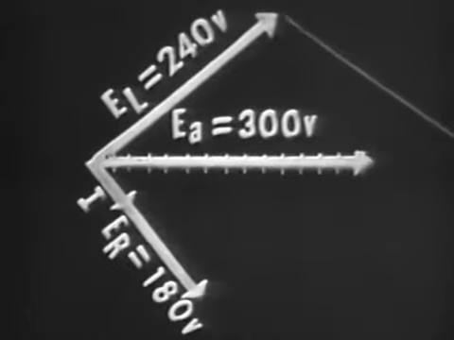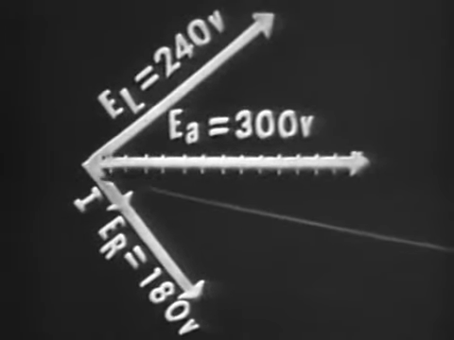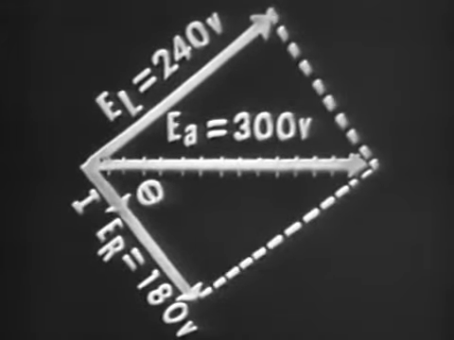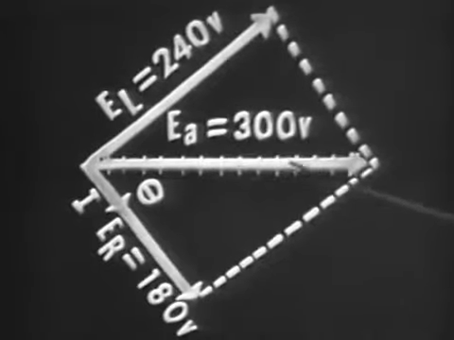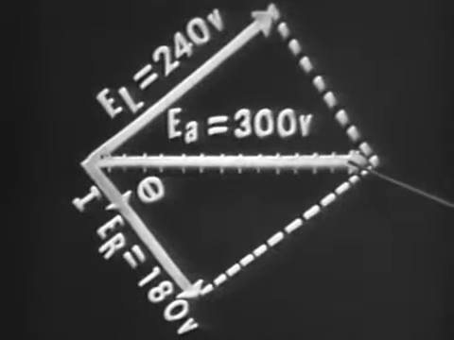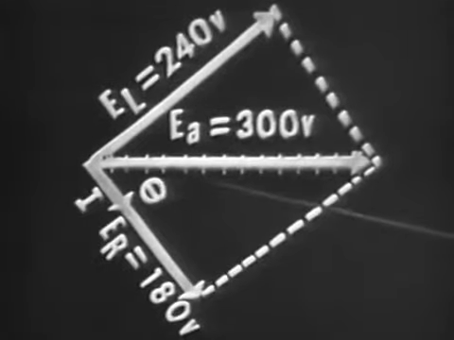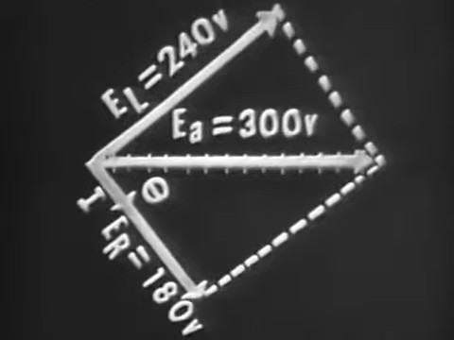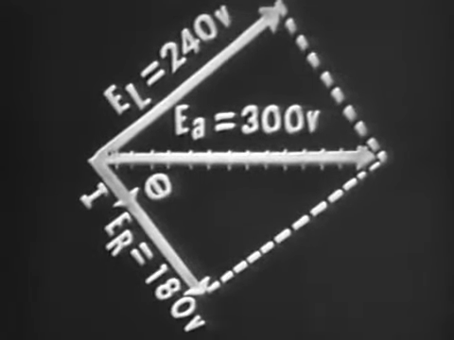If we then constructed a parallelogram from the inductor voltage and resistor voltage vectors, we would find that the resultant vector is the 300 volts, the voltage applied. And of course, here is theta, the phase angle, current lagging the applied voltage by 53 degrees. Now, constructing these vectors may not be considered the most accurate method for finding these values, but it is indeed descriptive of the actions that are taking place in our circuit.